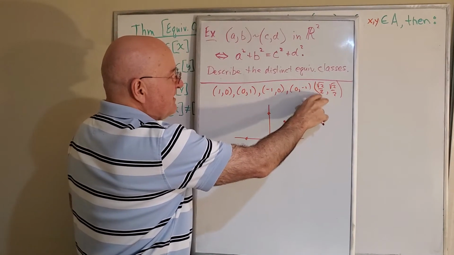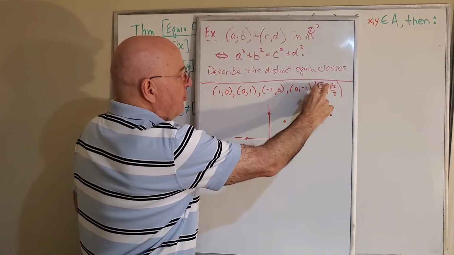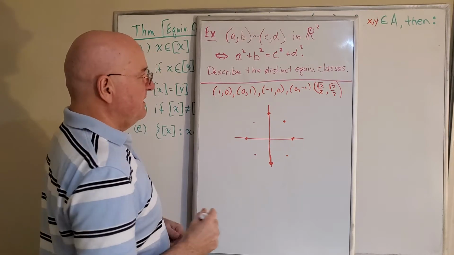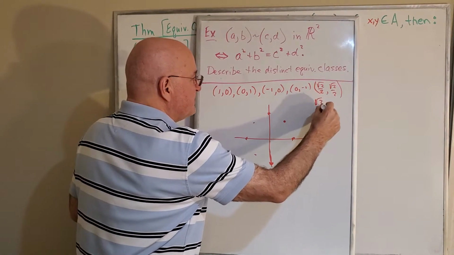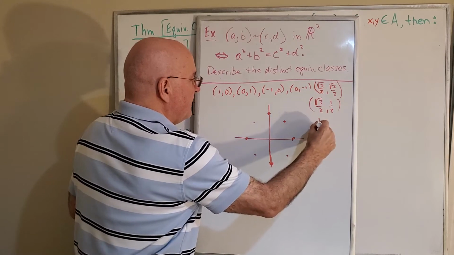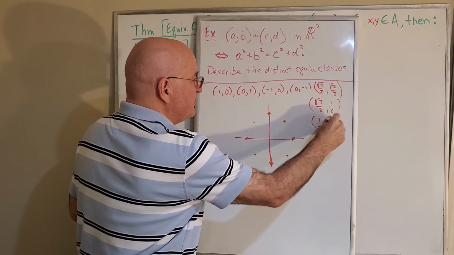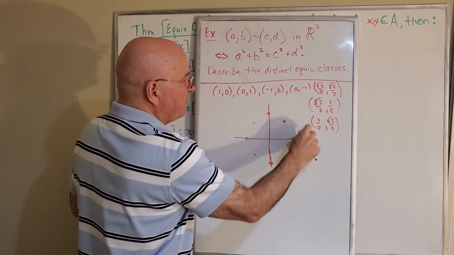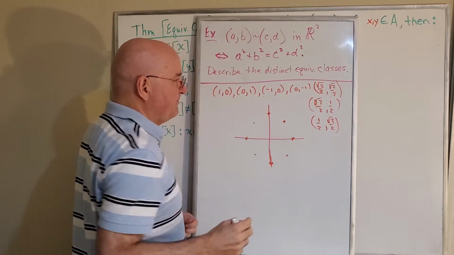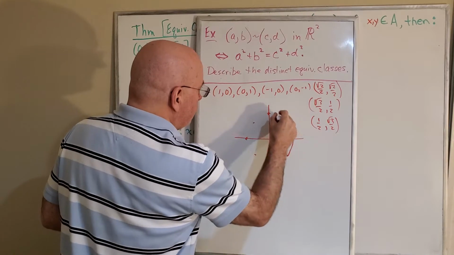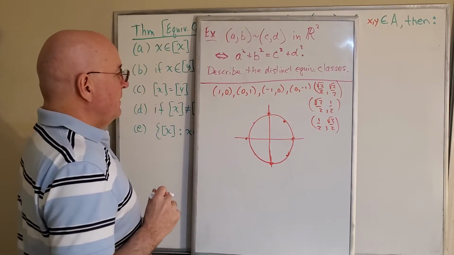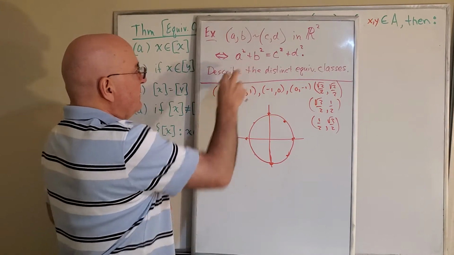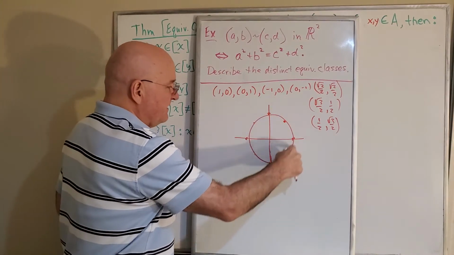And we could get 3 more points by adding a negative here, or a negative here, or a negative on both of them. Roughly speaking, those points. And you can do the same thing with radical 3 over 2, comma 1/2, or 1/2, comma radical 3 over 2. Remember, you can put a negative in one, the other, or both, and get 4 more. So you end up getting the unit circle. So this equivalence class, when a squared plus b squared is 1, gives you exactly the unit circle.